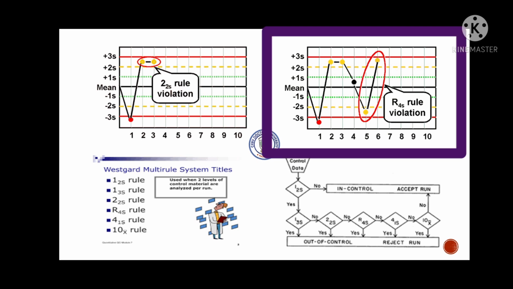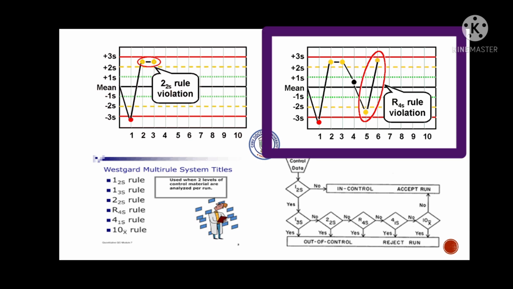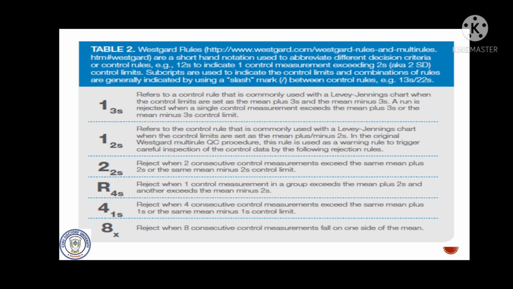So if you can see from the picture, plus 2S is 1 SD, plus 1S is another SD. Then below the mean there is also minus 1S and minus 2S. So count that: 1, 2, 3, and 4. That is 4 SD. So this rule is called the R4S rule violation. Just count the yellow and the green lines, class. Here is the summary of the Westgard Rules. You may take a screenshot of this so that we can proceed to the next discussion.